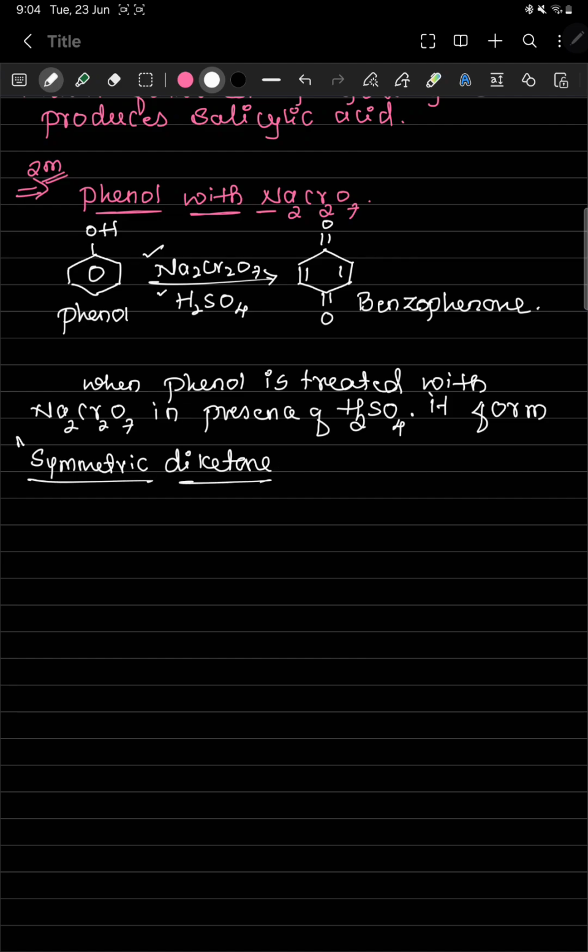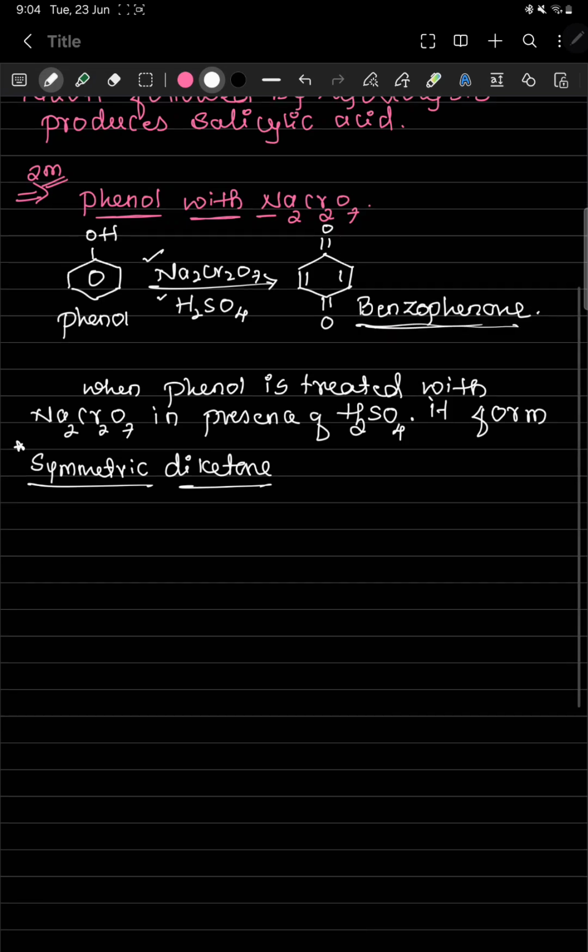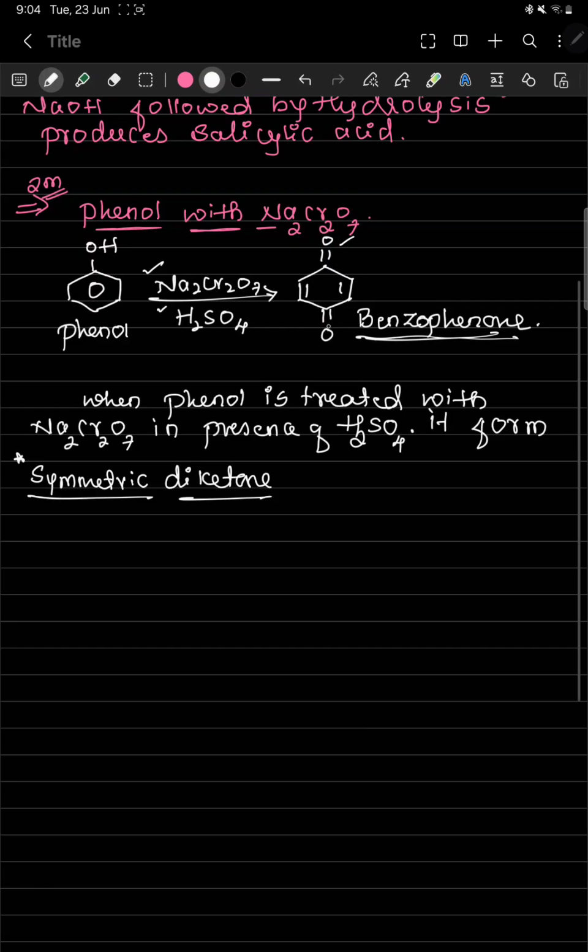Because this is a very important word. You see this molecule, which is said to be benzophenone, is exactly the same however you divide it. C double bond O are opposite to each other, and the double bonds are also opposite to each other. Such a molecule we call a symmetric diketone, and that symmetric diketone is called benzophenone. So this is how your phenol reacts with Na2Cr2O7.